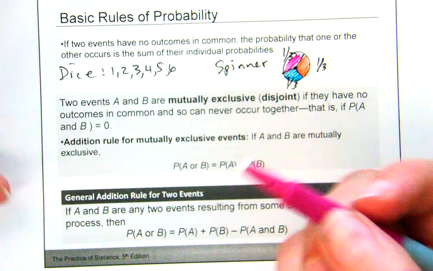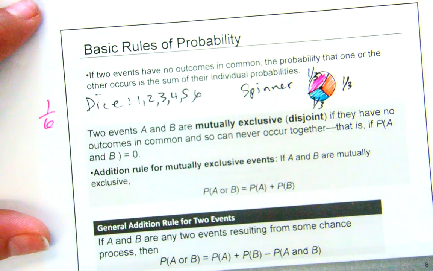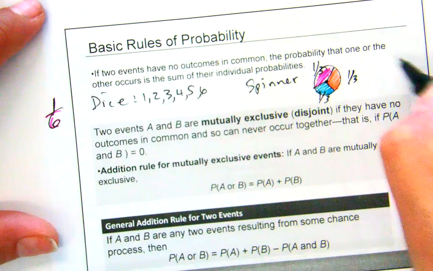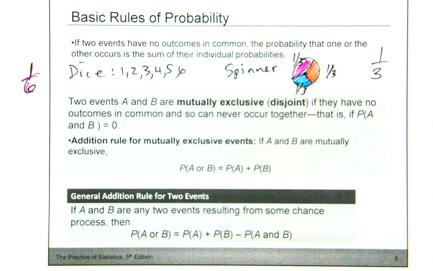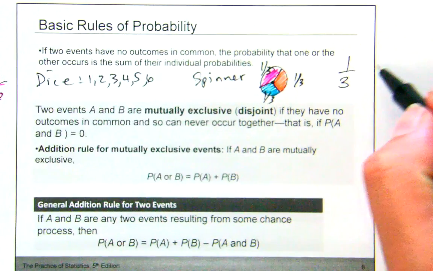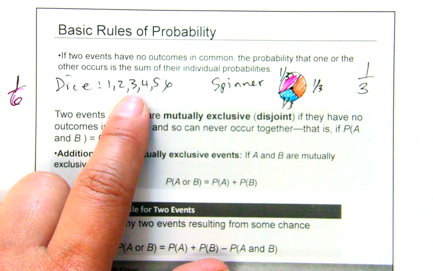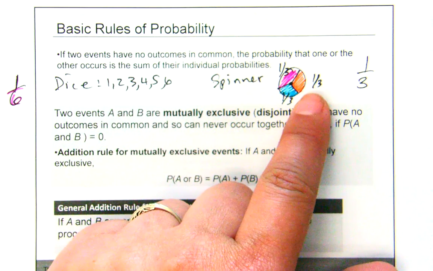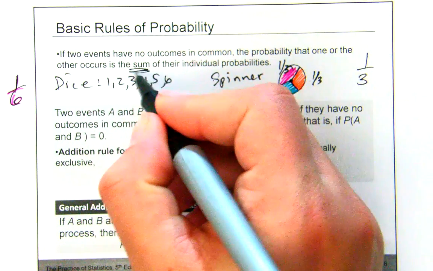So that would be what? 1 out of 6, and this would be 1 out of 3. Since they have nothing to do with each other, I'm just rolling a dice and then a spinner, I can just add those up. So 1/6 plus 1/3, and that would be it. What's the probability of getting a 3, and what's the probability of getting orange, it's just 1/6 plus 1/3. I'm just summing them up.